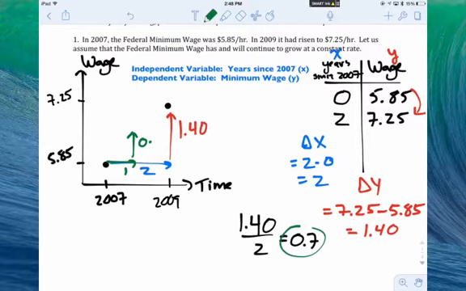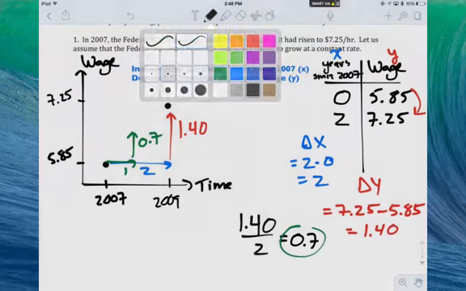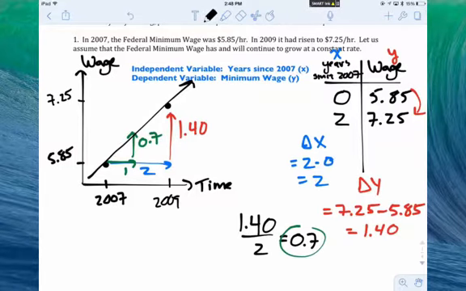So this represents the slope of the line containing these points. And we're going to use a line to model this situation because we're told that the minimum wage is growing at a constant rate.